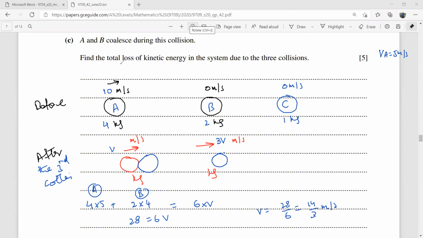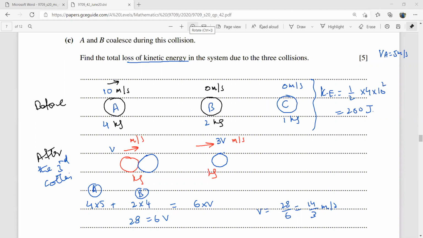And if you want to find the loss of kinetic energy, you should have the kinetic energy right now before any of the collisions, okay? So you just add up all the kinetic energies of these three particles which are moving or which are not moving here, okay? So that is called the total kinetic energy of the system, okay? So before the situation, the total kinetic energy that we have is going to be half into m into v, that is 10 squared, and that is going to be 200 joules, okay?